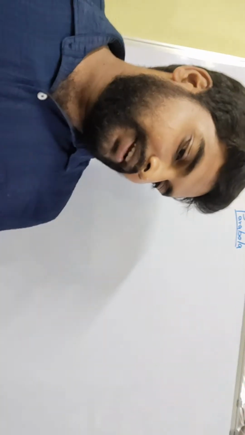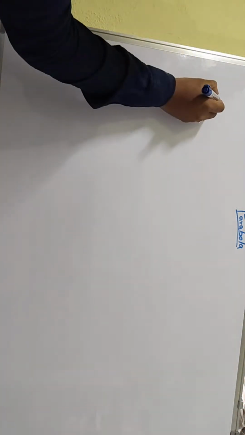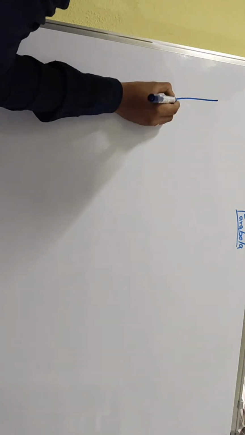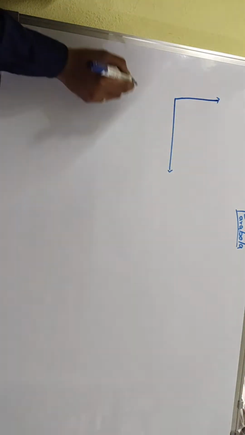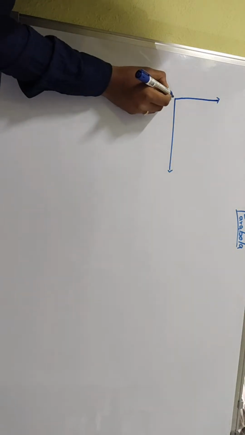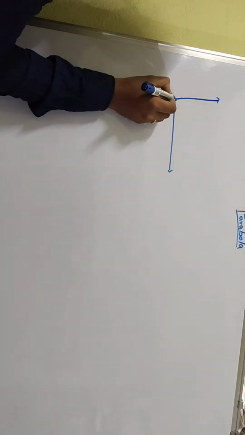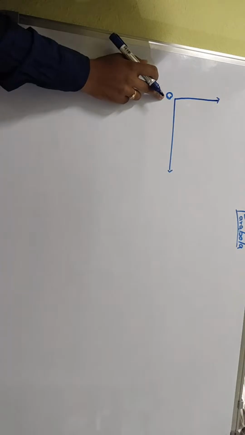Suppose the trajectory of an object thrown at a certain angle with the horizontal. This is the y-axis and this is the x-axis. So the object is placed at the origin.